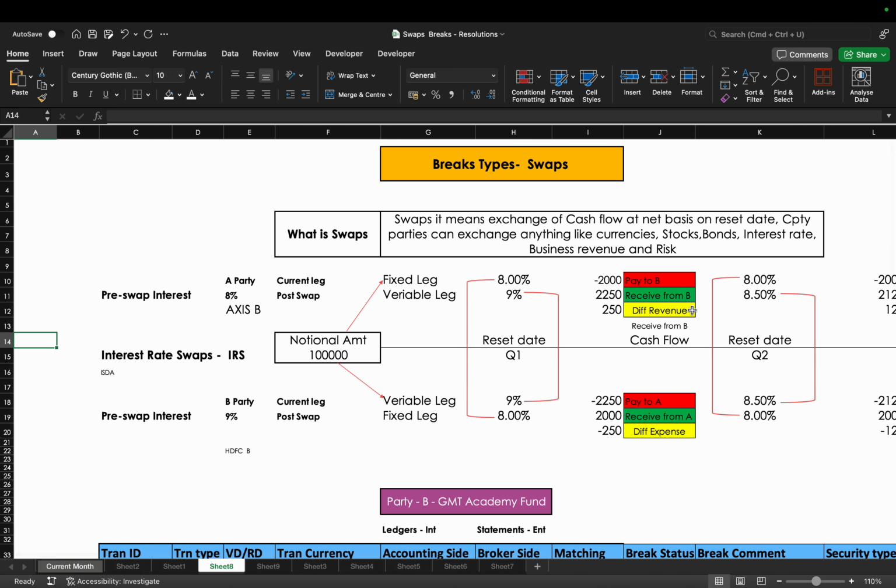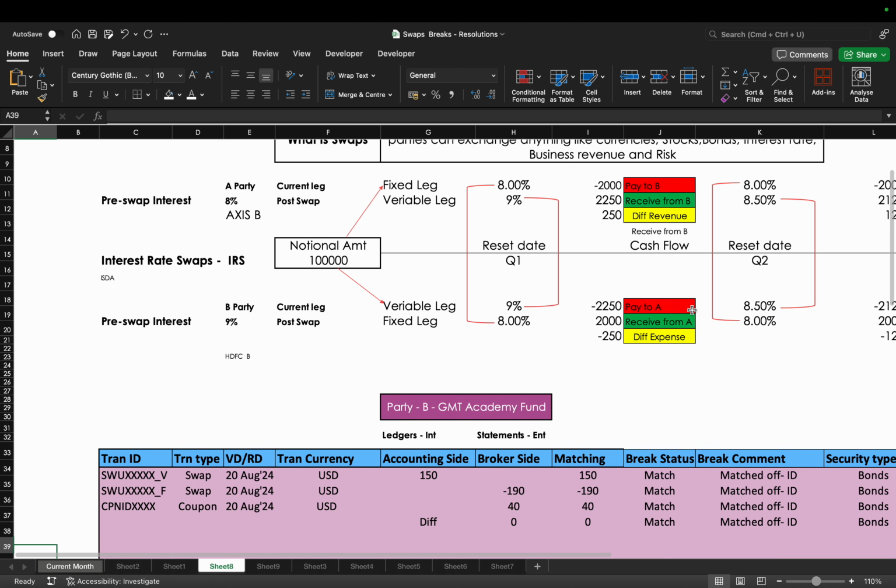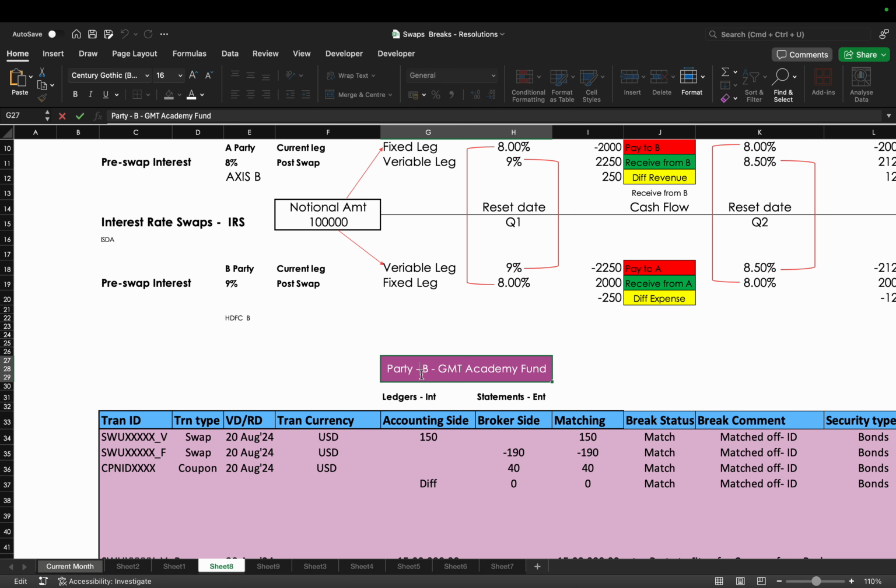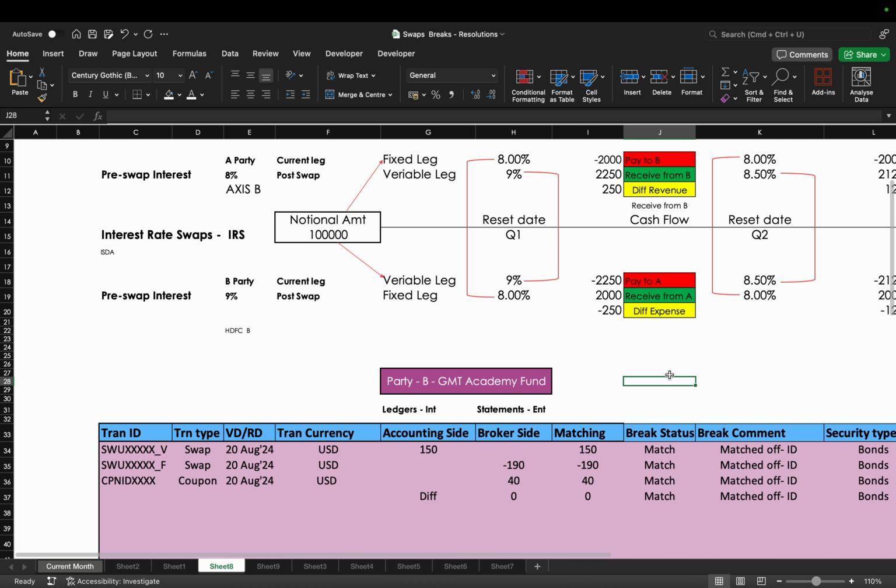Let's talk about how reconciliation works. If I treat party B as a fund, let's say GMT fund, we are now performing reconciliations in the books of GMT fund only. In the books of GMT fund you can see two different swap IDs, swap ID V and swap ID F, the variable and fixed legs, and the additional difference will be received through coupon, as I said, and then the currency.